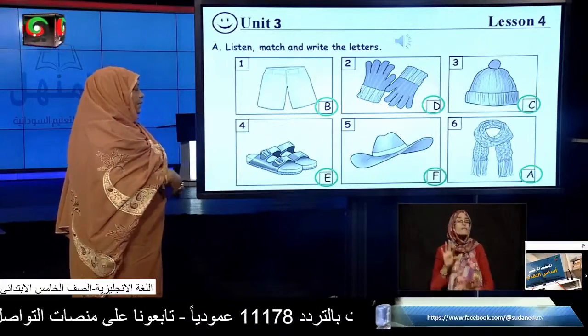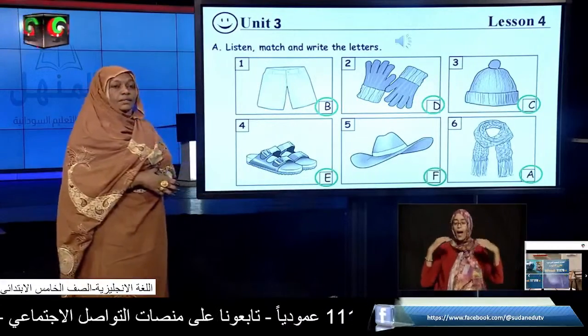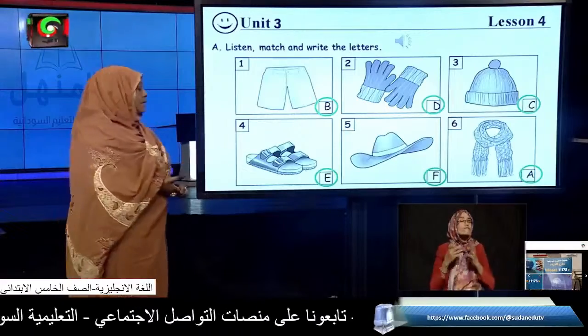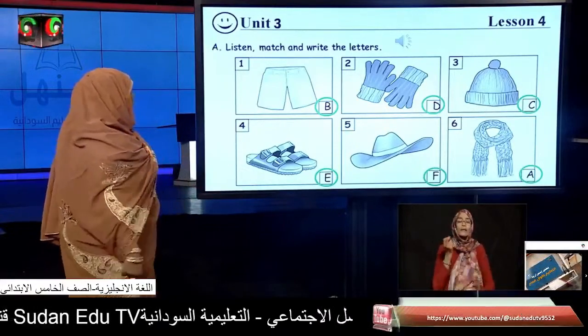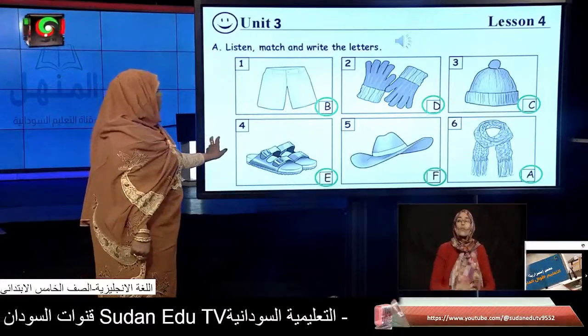So this is a hat, and this hat is for a sunny day. Well done. Now we finished this activity. Let's move to activity B.